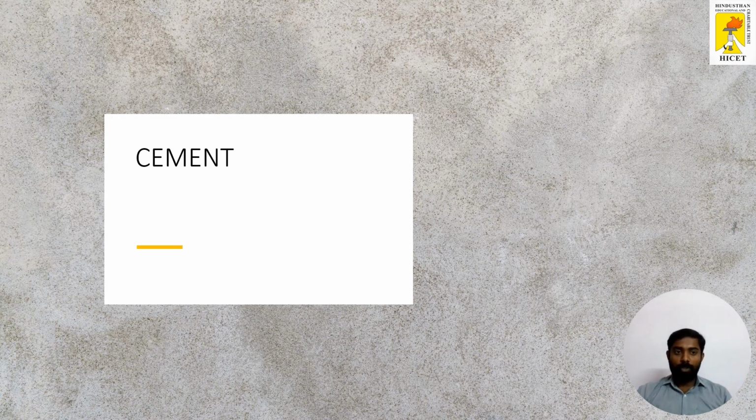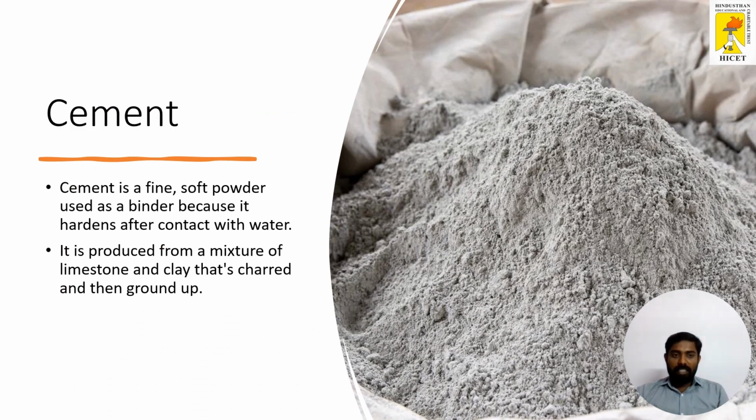Going to see about cement as a building material. Cement is a fine soft powder and it is used as a binder because it hardens after contact with water, and it is produced from a mixture of limestone and clay that has been charred and then ground up.